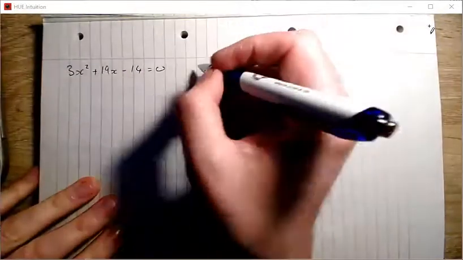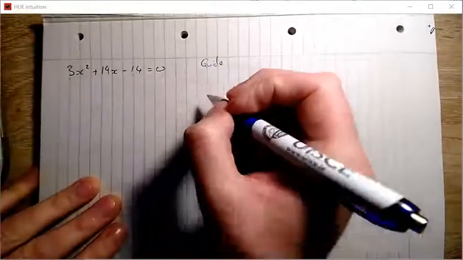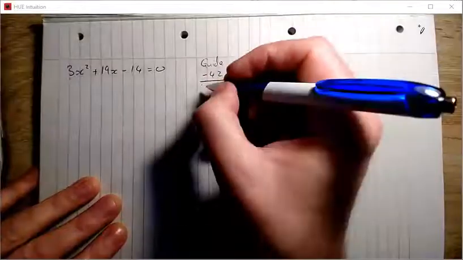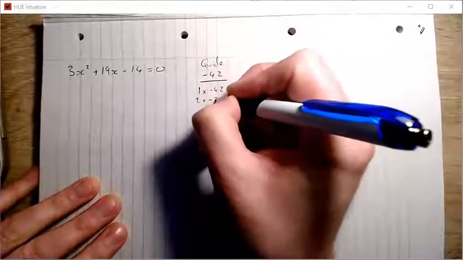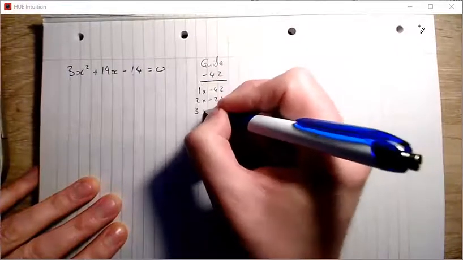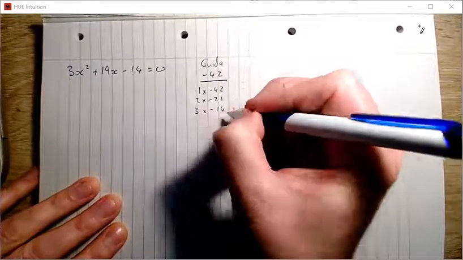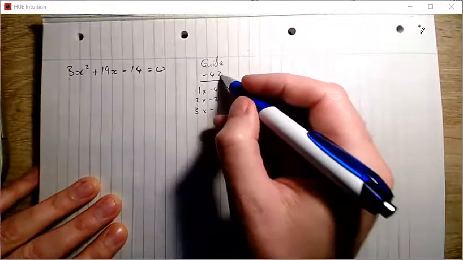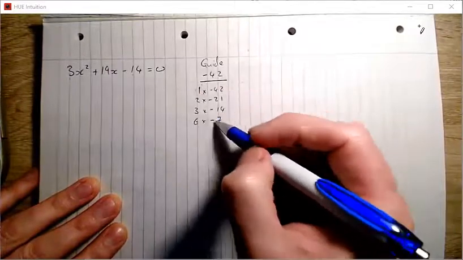So start off, what's our guide? It's going to be 3 multiplied by negative 14, so that's negative 42 is our guide. Let's factorize that. 1 times negative 42. 2 times negative 21, 3 times negative 14. 4 doesn't go into 42, 5 doesn't go into 42, 6 times negative 7. And then when you get to 7, you've just used 7.